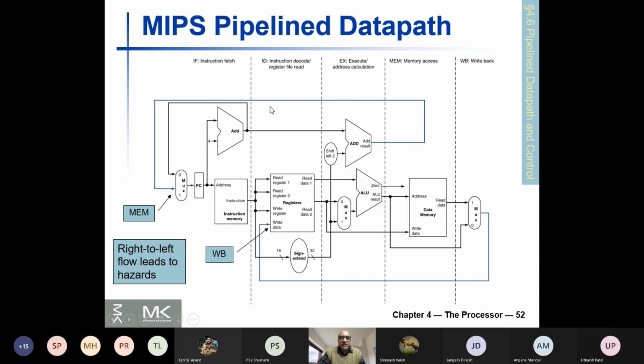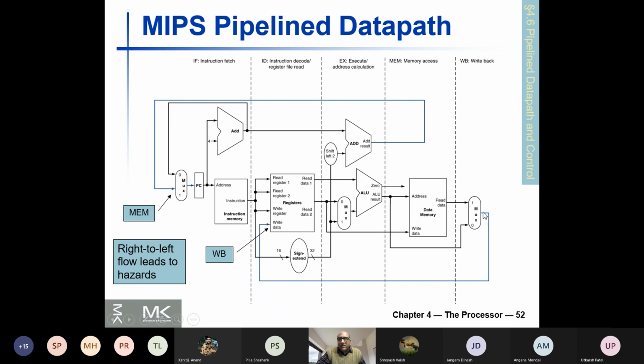Similarly, in the case of branch instructions, the address computed from the branch instruction is passed on to the first stage. So here also the data is moving in the opposite direction, whereas in most cases the information moves from left to right. Only in these two cases does it move right to left. Because of these two opposite paths, hazards arise.